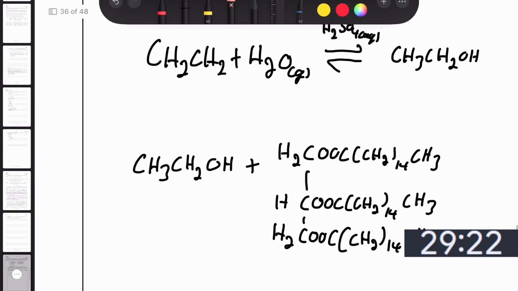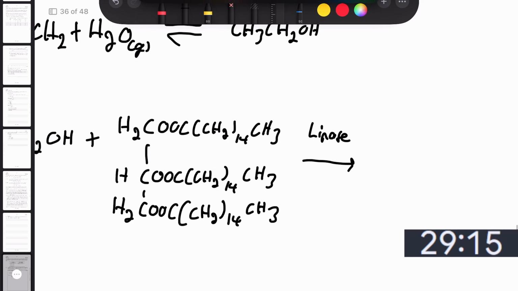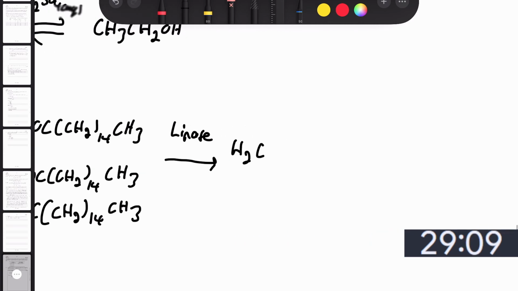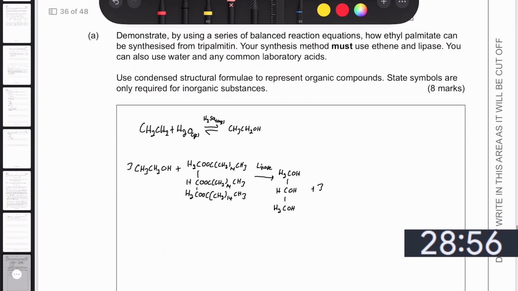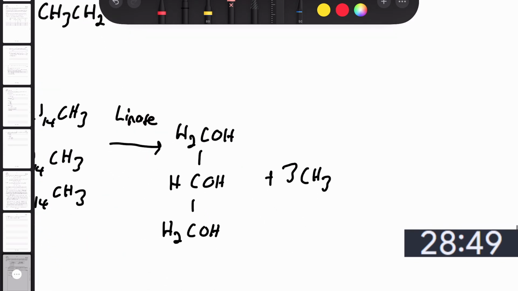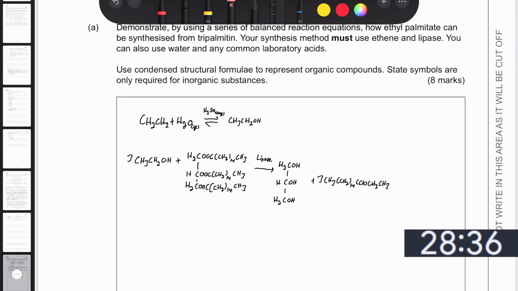This is going to form lipase. So I have this and lipase, which is then going to make the H2COH, HCOH, and then H2COH, glycerol, plus 3 CH3(CH2)14COOCH2CH3. I think that's it.